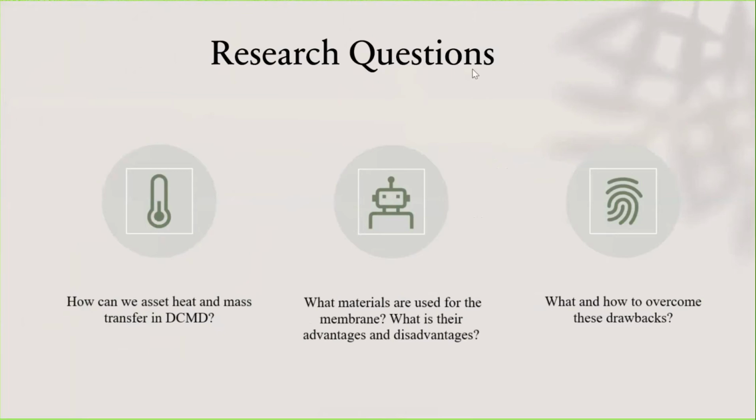Here we got the research questions. The first question is how we can assess heat and mass transfer in DCMD. Second, what are the materials used for the membrane and what are their advantages and disadvantages. Third, how can we improve the advantages that we see in question two.